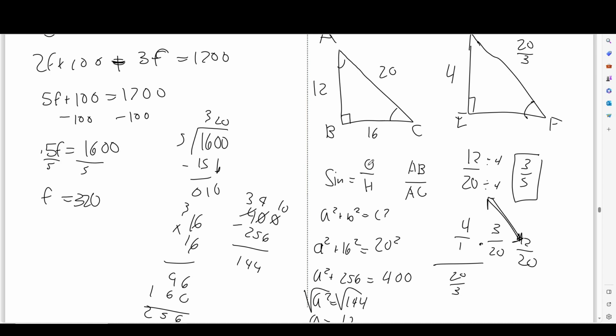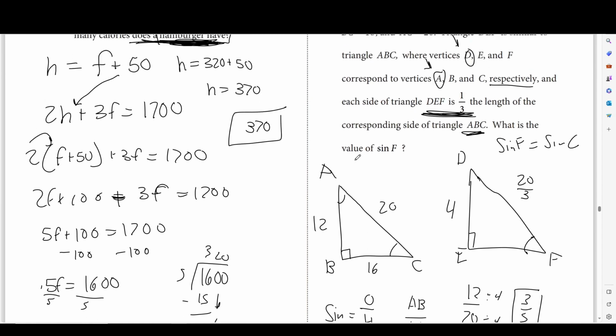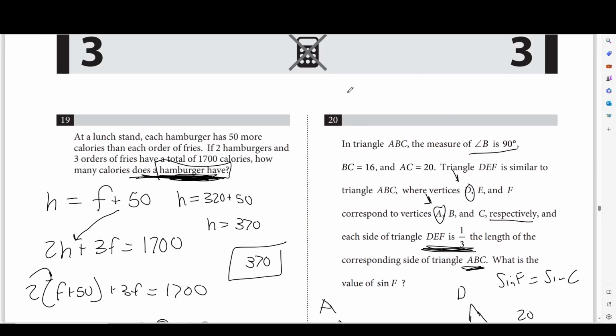I just think the problem works itself out to be a little bit faster if you just solve directly through triangle ABC rather than dividing everything by 3 and moving on to DEF. But that's all 20 questions from section 3.